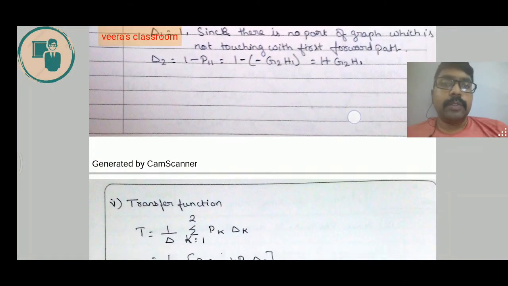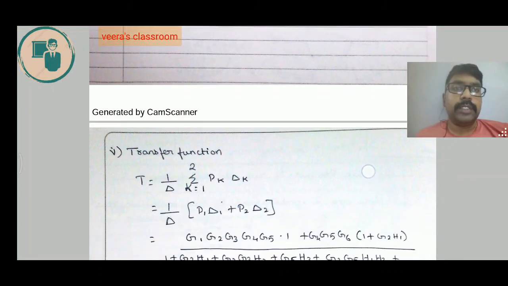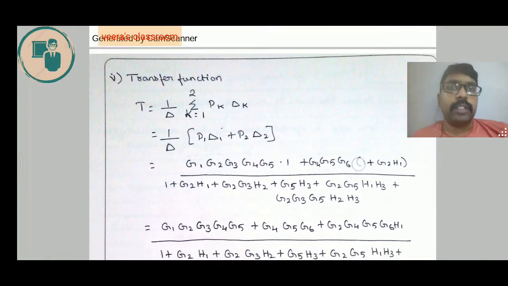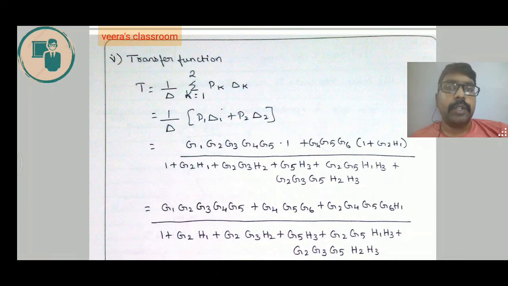The last step is going to be substituting all those things into Mason's gain formula. Mason's gain formula is T equal to 1 by del, summation k equal to 1 to 2 of pk del k. So we will expand the summation. It is 1 by del into p1 del 1 plus p2 del 2. So we will substitute all those values.